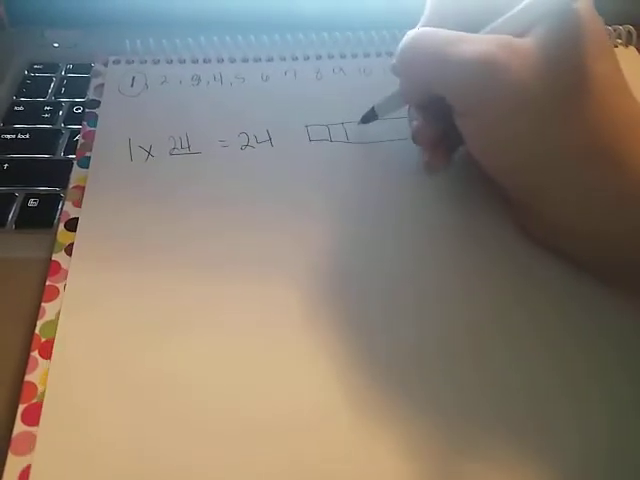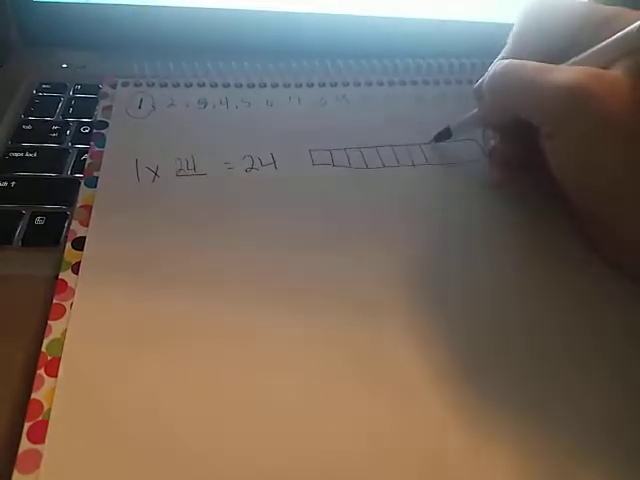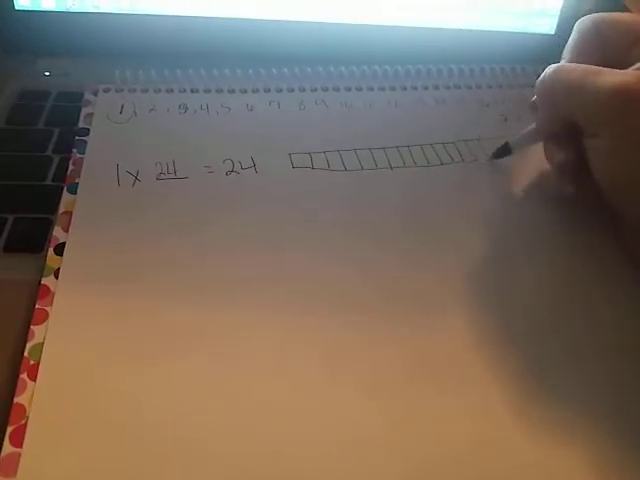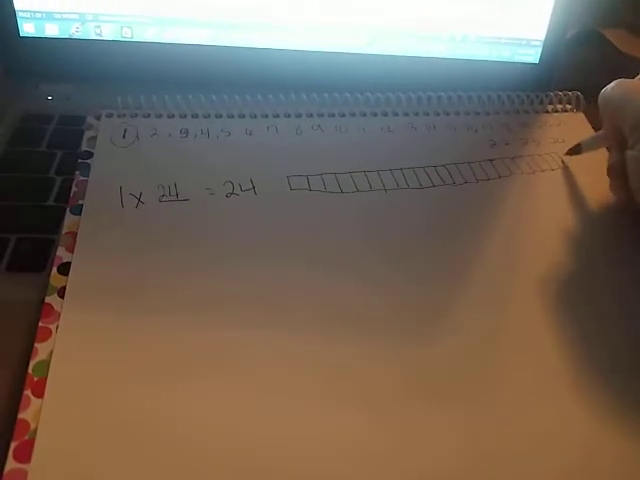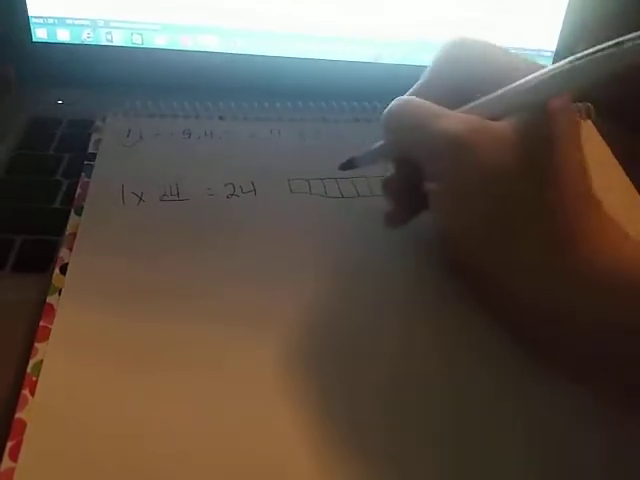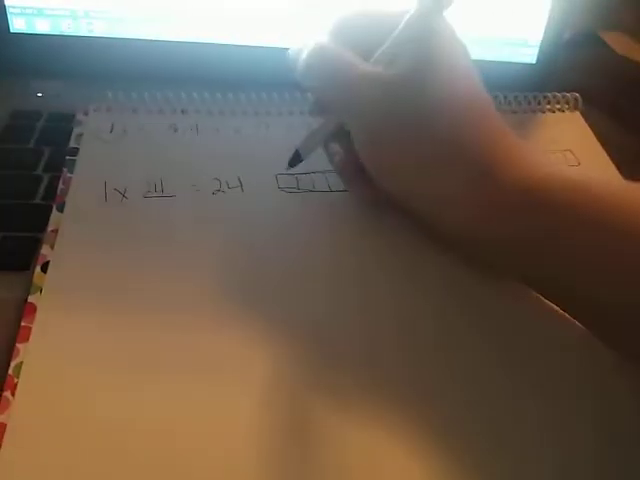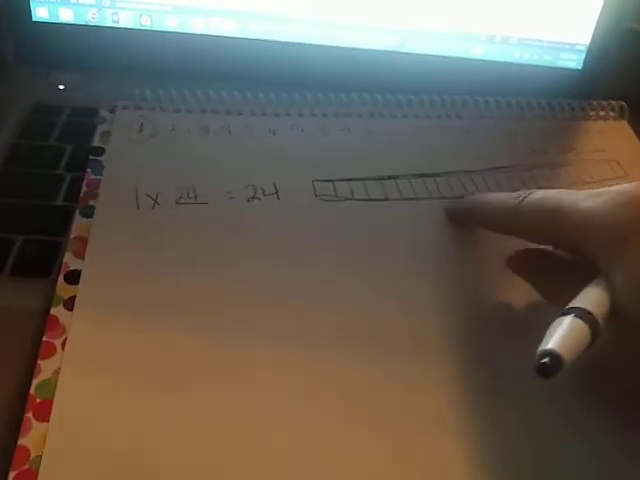1, 2, 3, 4, 5, 6, 7, 8, 9, 10, 11, 12, 13, 14, 15, 17. Okay. It's hard to do this with one hand. So if you made one long rectangle and you split it into all 24, that's 1.